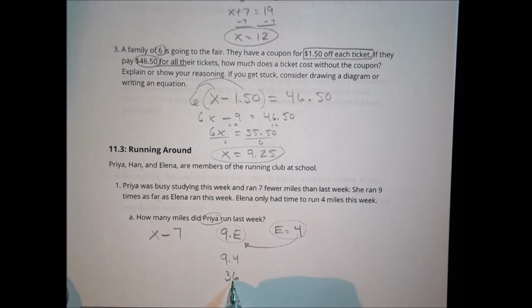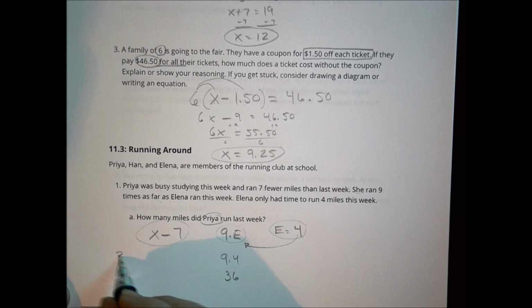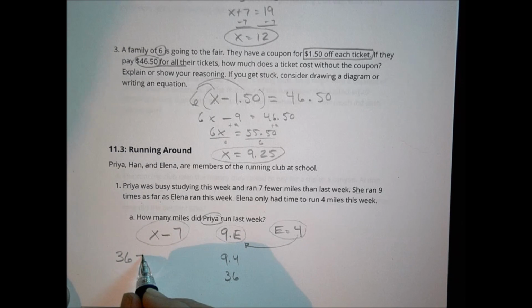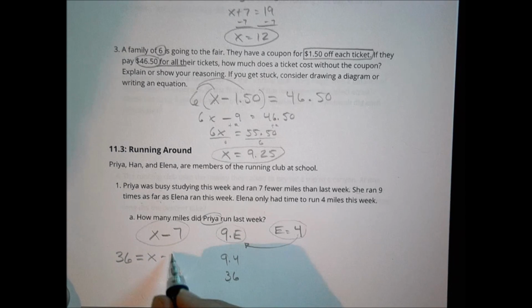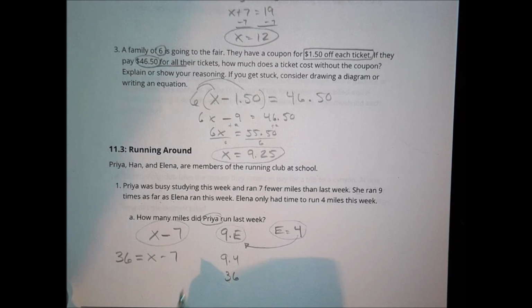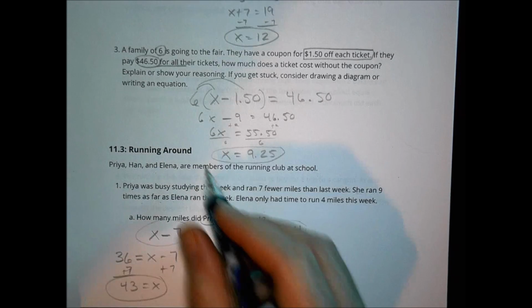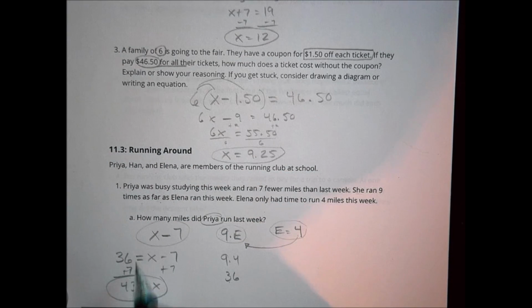But when we look at last week, we know that it's x minus 7. So what we want to do is take our this week total and make that equal to x minus 7 to see how much she ran last week. We'll add 7 to both sides, and we end up with 43 miles. So she ran 43 miles last week. She ran 7 less this week, which is going to be 36. And 36 divided by 9 is going to be equal to 4, what Elena ran there.